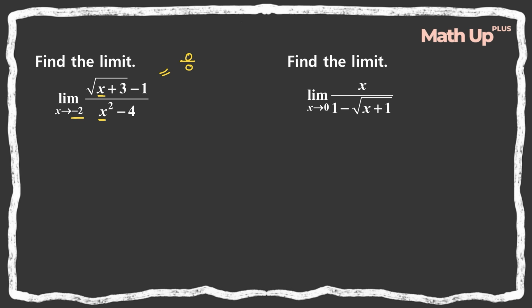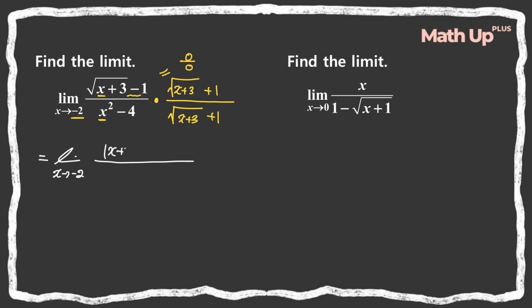expression. So we multiply both the numerator and denominator by square root of x plus 3, since this is minus, plus 1. Square root of x plus 3 plus 1, right? Then this is equal to the limit as x approaches -2. Numerator will be (square root of x plus 3) squared minus 1 squared, so x plus 3 minus 1. Denominator, if we factor this, that's (x minus 2)(x plus 2) times all of this expression, square root of x plus 3 plus 1, right?